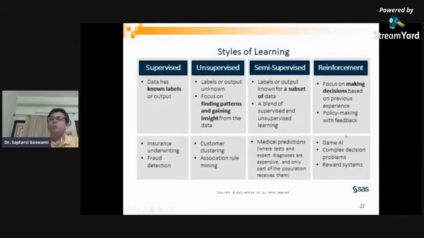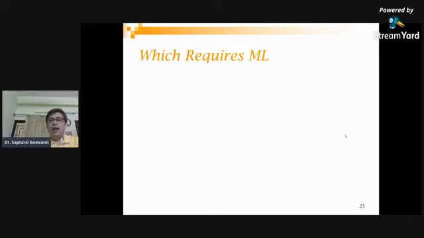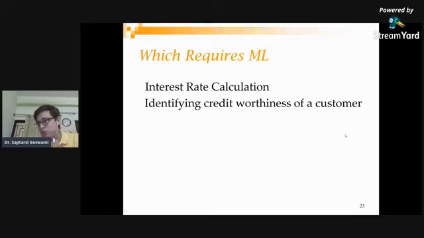Okay, so quickly, can you tell me which requires ML? As I said, interest rate calculation: there is a fixed set of if-then-else rules, so you don't need ML here. Identifying creditworthiness of a customer: there cannot be a fixed set of rules. You can have some intuitions, but from your data, you need to come up with a model. So this is where you will apply machine learning.